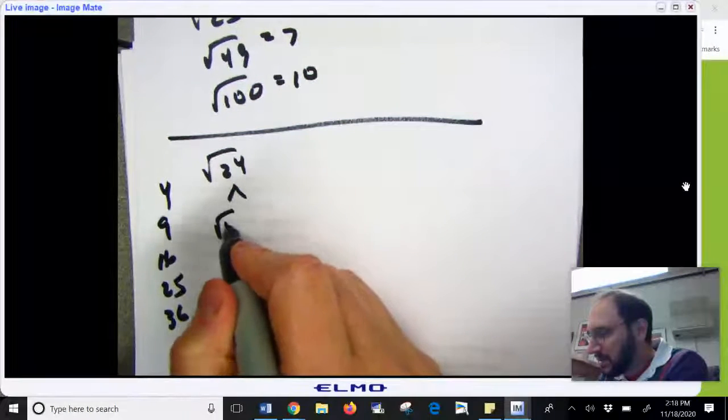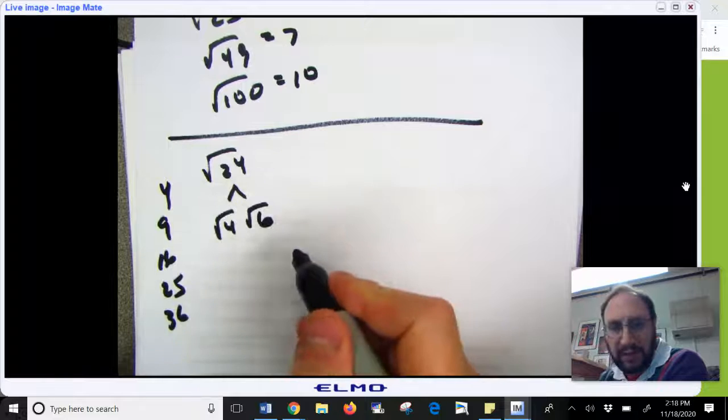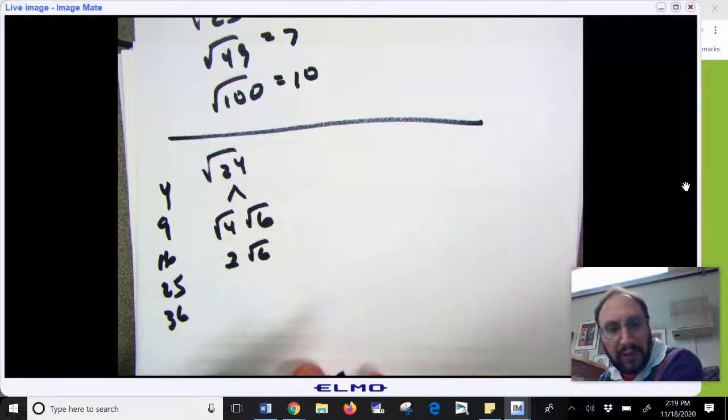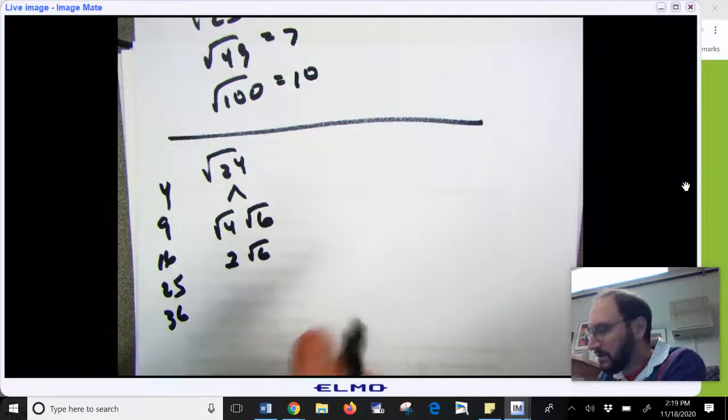So I'm going to rewrite this as the square root of 4 times the square root of 6, because the square root of 4, just like problem 1, is 2. So the answer is 2 times square root of 6.